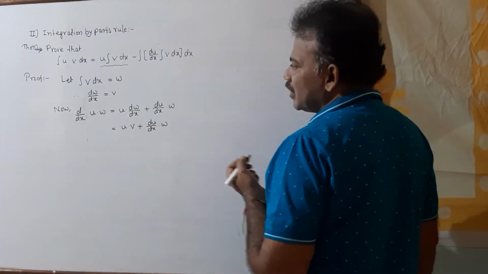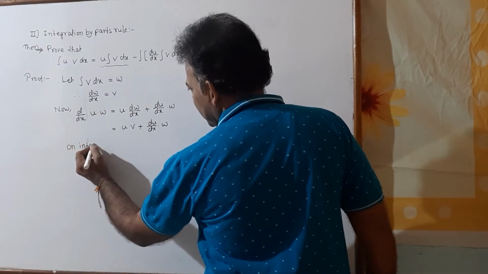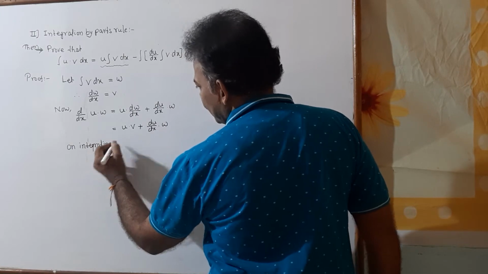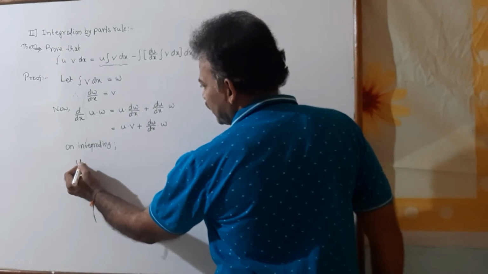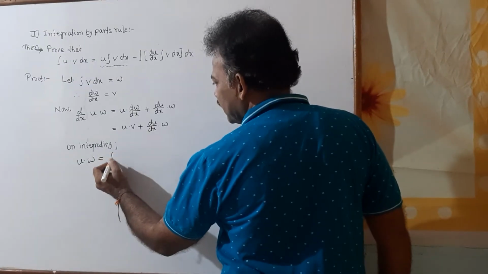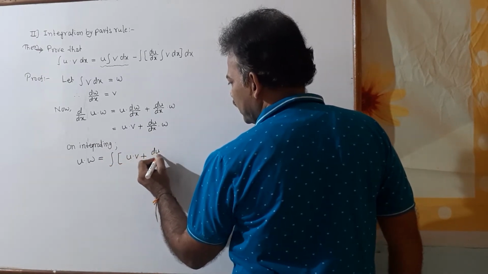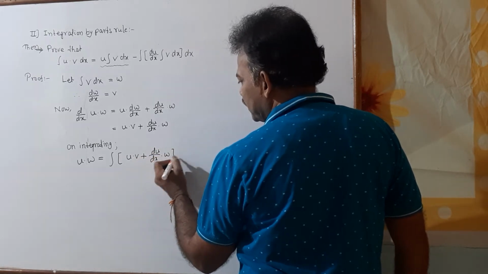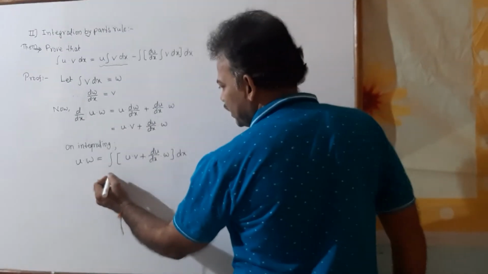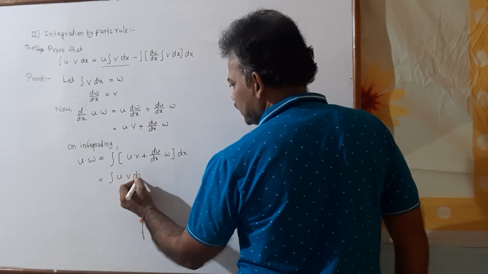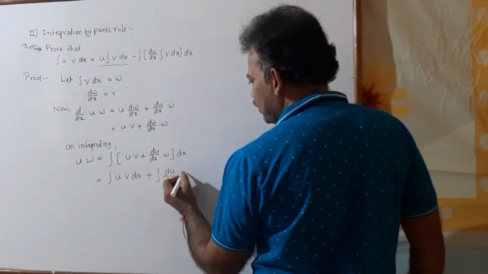Then the third step, integrating both sides. So on integrating, what do we get here? We know that integration and derivative cancel each other, so the derivative cancels. On the left side we get only u into w, and on the right side, integration of the right side completely, u into v plus du by dx into w with respect to x, that means dx outside, and we have to simplify this. Take integration of each term separately: integration of u into v dx plus integration of the second term, that is du by dx into w dx.